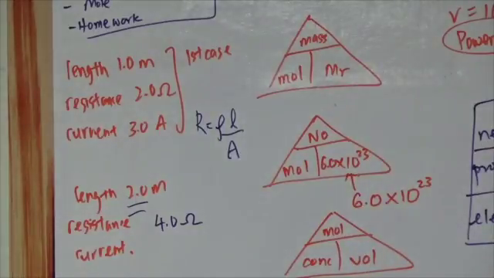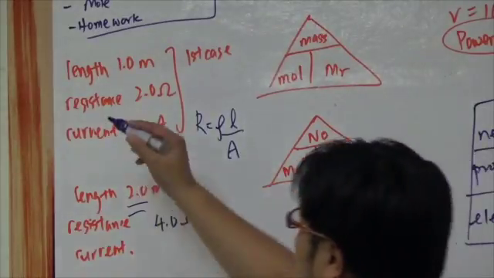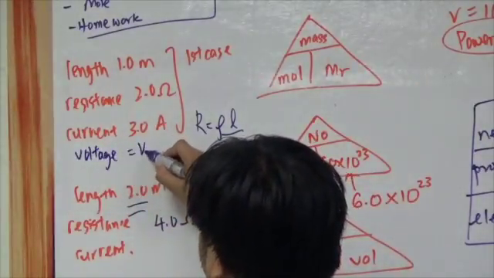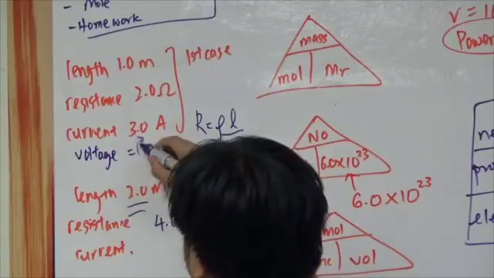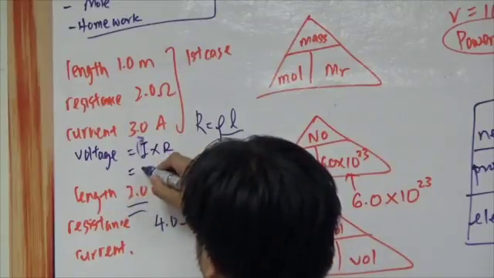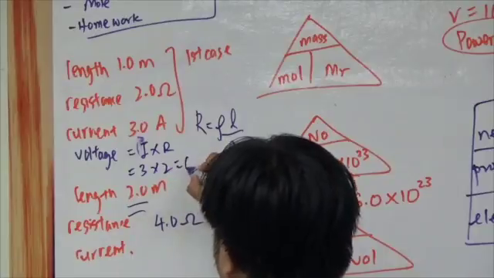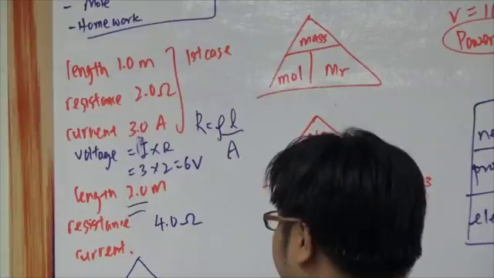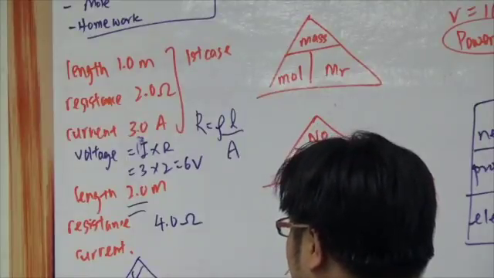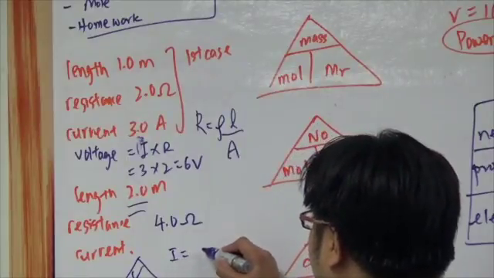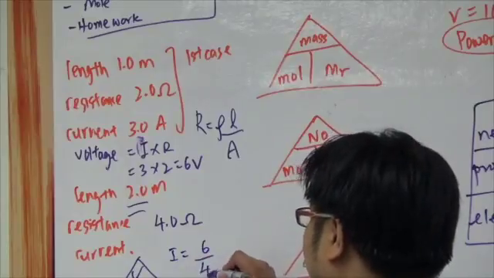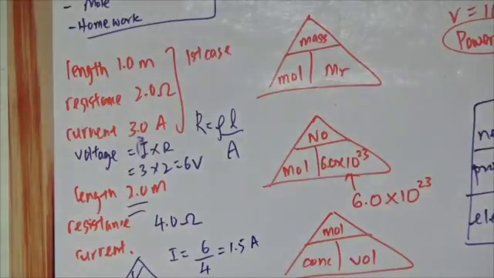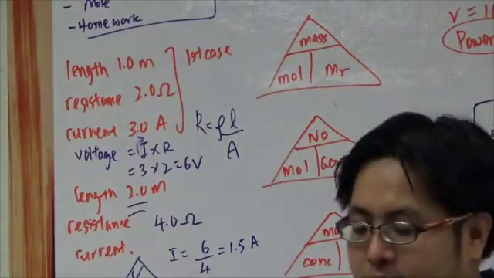Current should go down. First and foremost, can I find out the voltage of the first case? V equals I times R, right? So it's 3 times 2 equals 6 volt, correct? So what is the current here using the same formula? V equals IR, so your I is 6 divided by 4, which is 1.5 ampere. Voltage remains the same because they use the same cell.